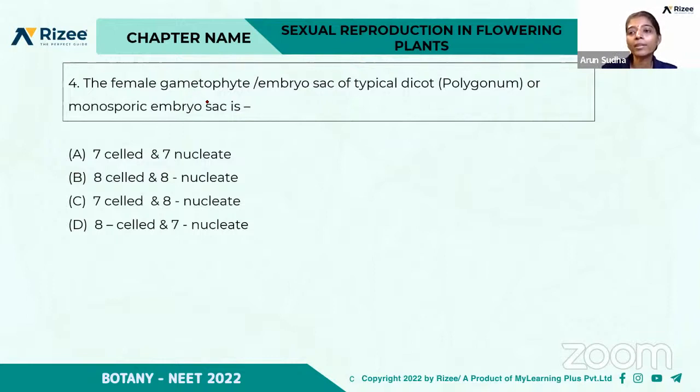The female gametophyte or embryo sac of a typical dicot, that is polygonum or monosporic embryo sac, is 7 cell, 7 nucleate, or 8 cell, 8 nucleate, 7 cell, 8 nucleate, or 8 cell and 7 nucleate. The correct option is C, because it is 7 celled and 8 nucleate. So be clear with these things. Sometimes, maybe in a hurry, you may mistake it. So it is 7 cell and 8 nucleate. Be clear with that, okay?